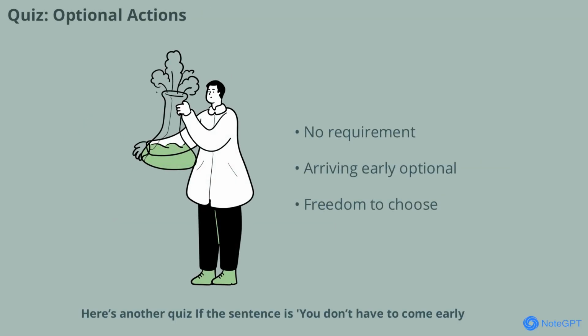Here's another quiz. If the sentence is, you don't have to come early, is this an obligation, a necessity, or an option? The answer is, it's an option. There's no requirement to arrive early, so it's your choice.